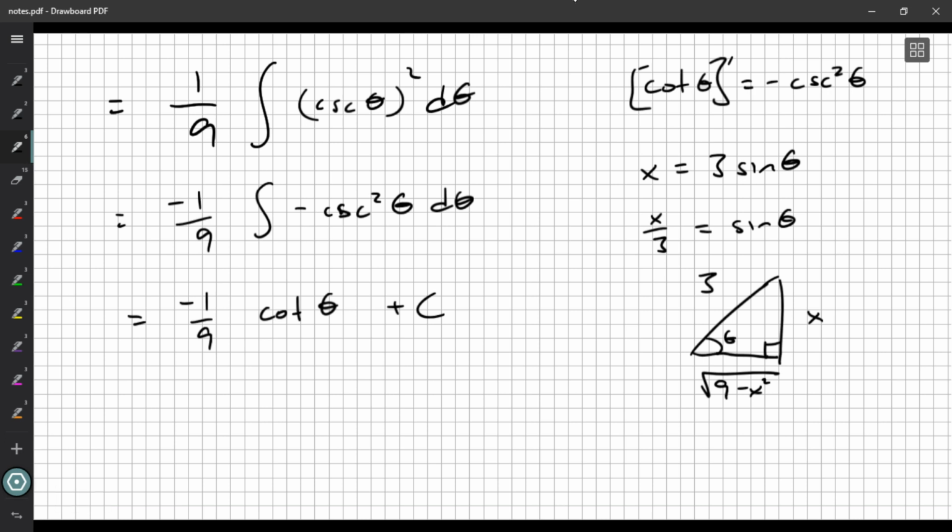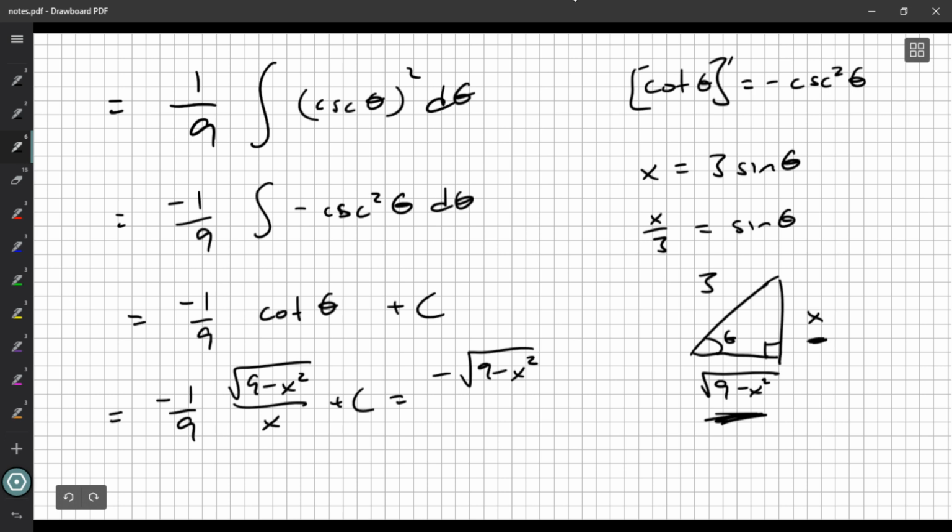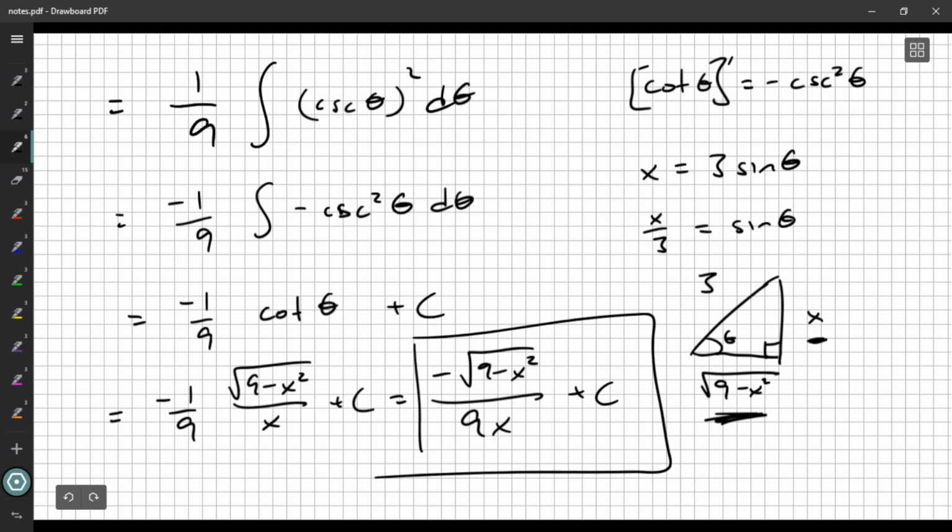And what do we need? Cotangent. Cotangent is adjacent over opposite. So negative 1/9 times the square root of 9 minus x squared, all over x. Or we could say minus the square root of 9 minus x squared, all over 9x. And we don't forget our plus c. And that is our final answer. Okay, so some trig substitution and then some work with right-angle triangles at the end to get everything back in terms of x, which is exactly the way we like things.